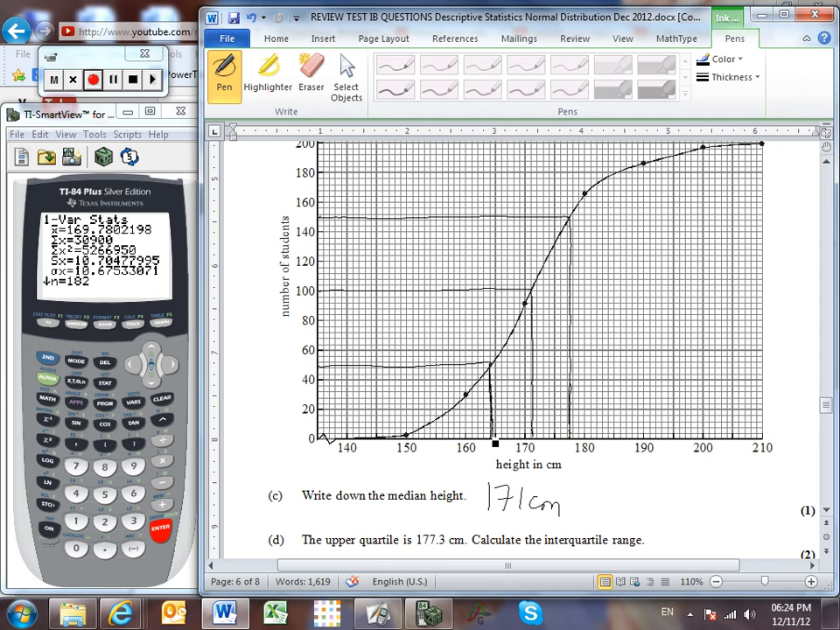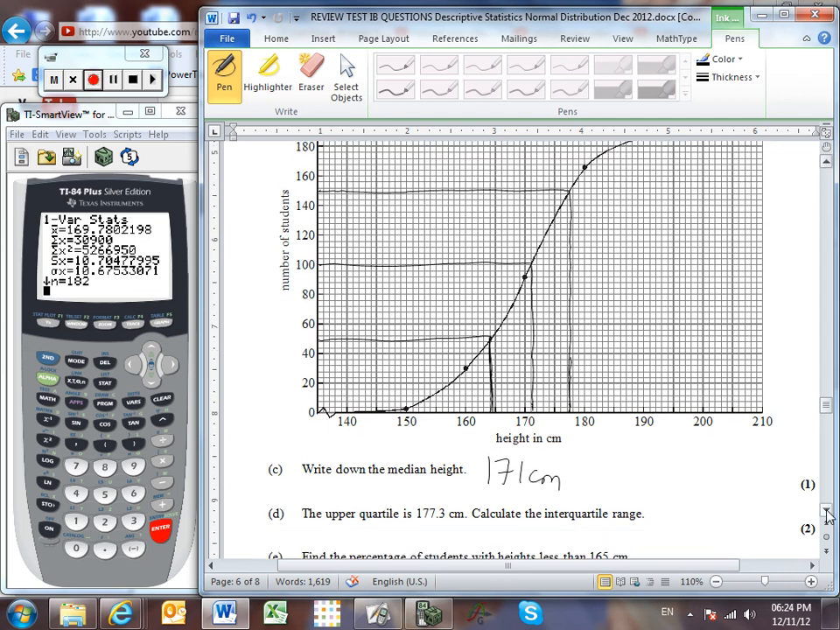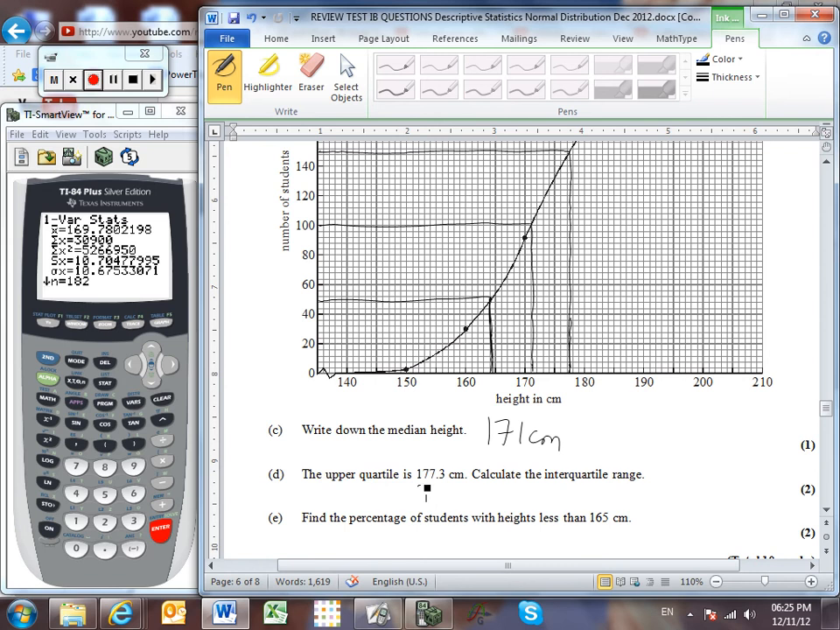So I know that my upper quartile, let's actually write this down. IQR we know is the upper quartile minus the lower quartile. In our case, that's 177.3, and my lower quartile I just figured out was 164. And if you take that difference, you'll get 13.3 centimeters as the interquartile range.